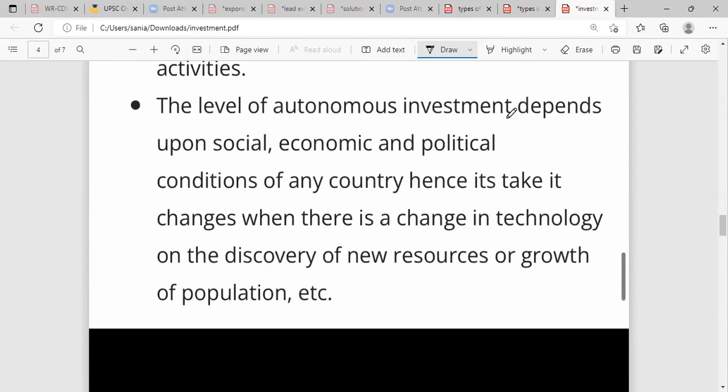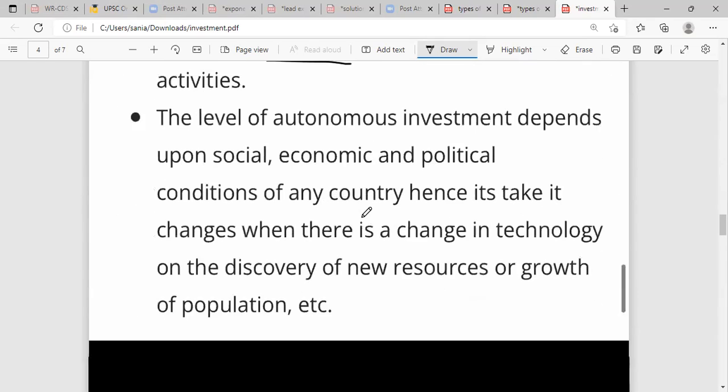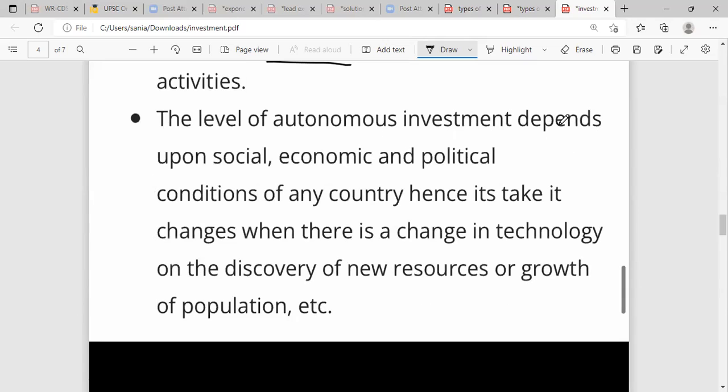Now, next, the level of autonomous investment depends upon, see, over here we wrote that level of investment is not being influenced by the level of income, right? So what factor will be affecting autonomous investment? The level of autonomous investment depends upon the social, economic, and political condition of the country. Hence, it changes when there is a change in technology, the discovery of new resources, or growth of population, etc. For example, if I want to introduce new policies or new resources, then I'll be doing a lot of investment. But if my country is already developed, there is no need for another development, so I won't be investing. At that moment my investment level will be low.